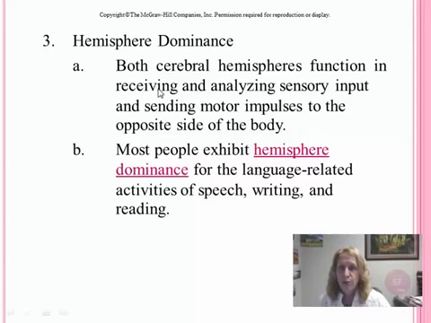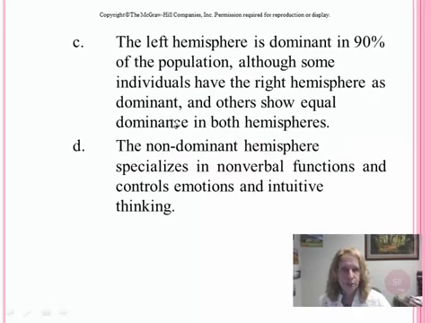Both hemispheres receive sensory input and send motor impulses to the opposite side, but most people have one hemisphere that is dominant, and 90% of people have left hemisphere dominance. The non-dominant hemisphere is important in nonverbal functions and emotions.